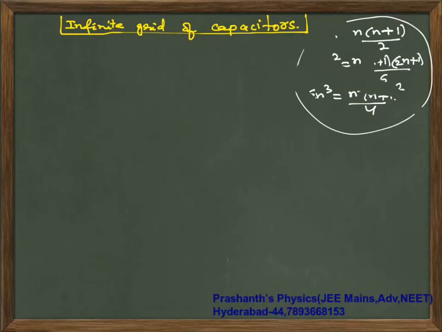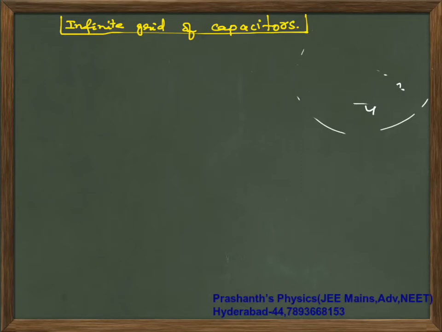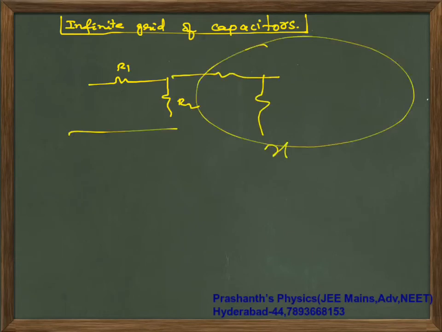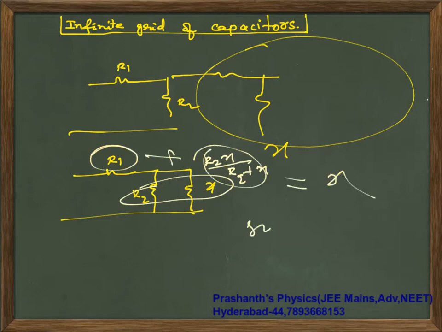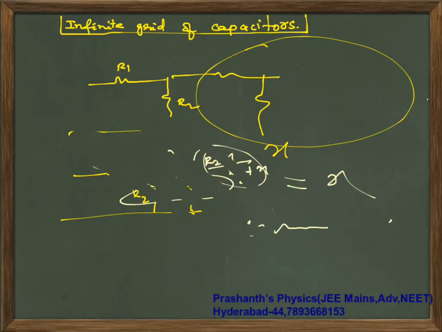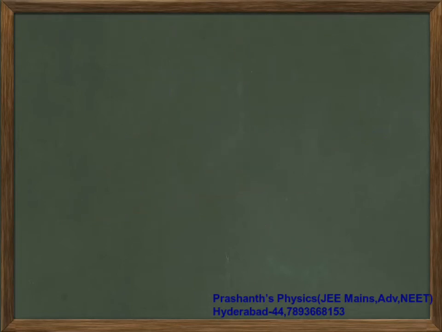Now I told you about an infinite grid of resistors. What we did previously is, if you have an infinite grid of resistors like this, some R1, R2, and this unit is repeating, this part we assume to be X, and whatever R1, R2 term is repeating, we replace it with X. Then the equivalent of these two is R2 into X by R2 plus X, and this is in series, so you add up and equate it to X and solve for X. Exactly the same thing we are going to do here, but we will slightly modify it.